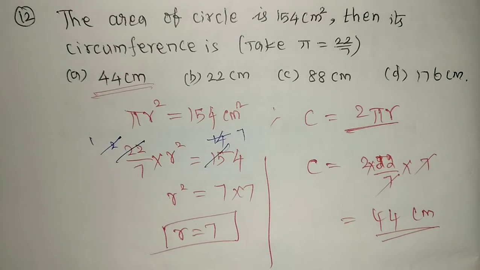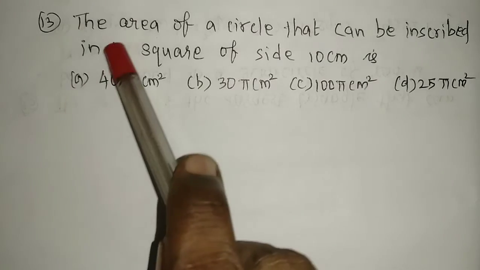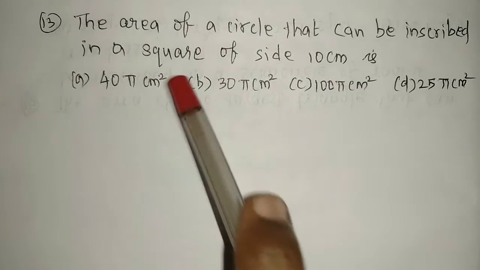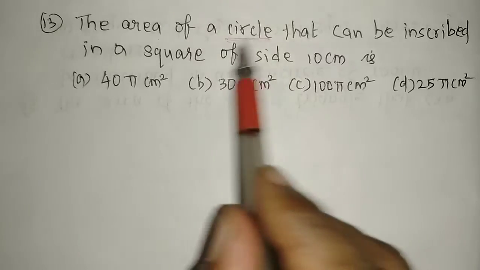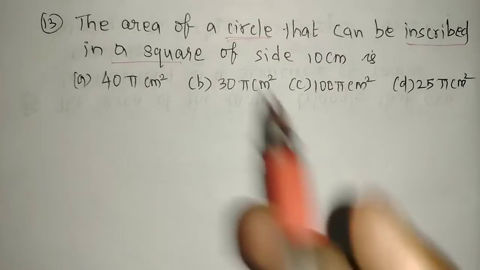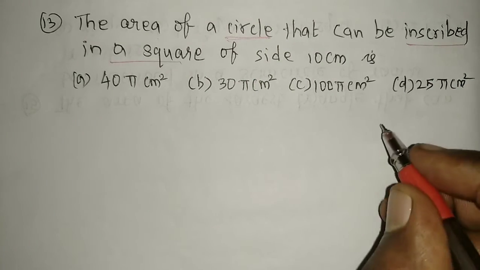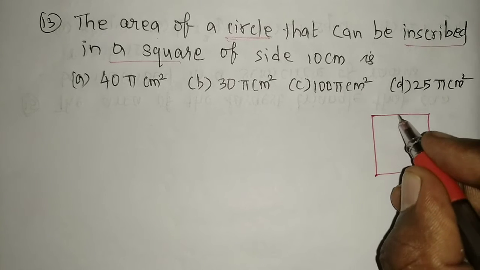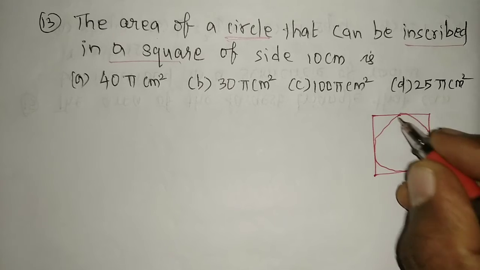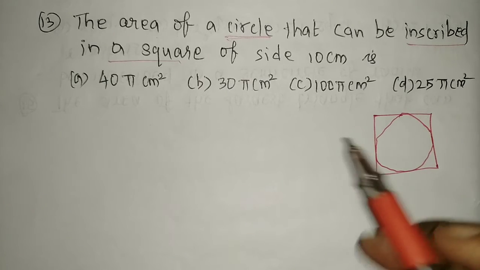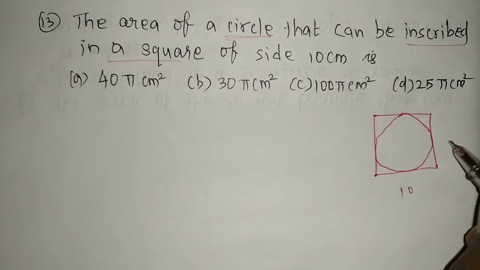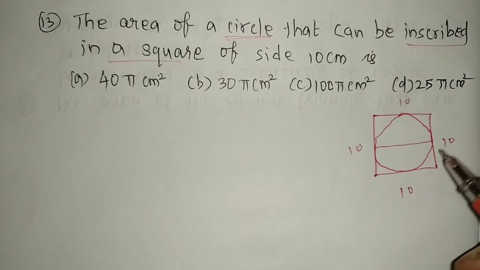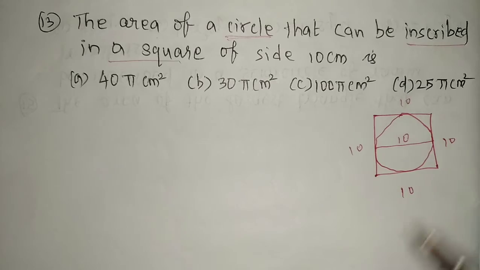That's it. Next, the area of a circle that can be inscribed in a square. So they said the circle is inscribed in a square. First you can draw one square, and inside we have to draw one circle. That is what they said, inscribed in. The side they said is 10 centimeters, so all the sides are 10. If you join this as a diameter, then the diameter is also 10.